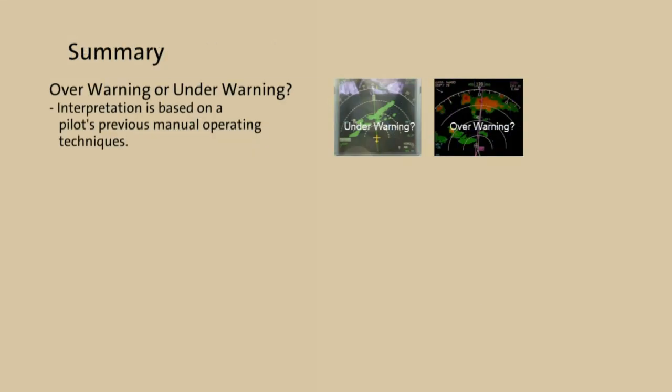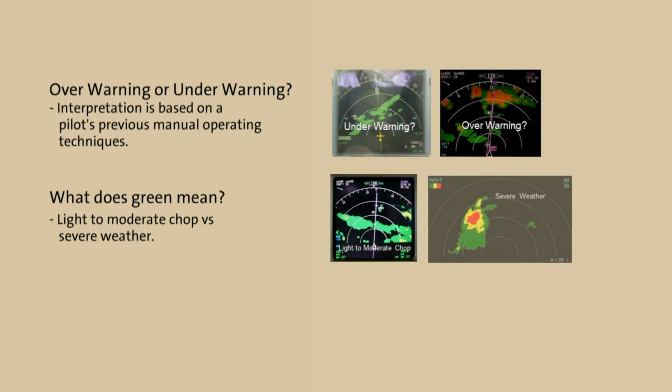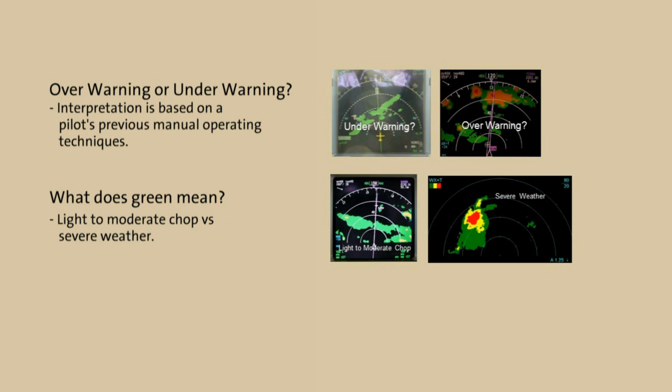In summary, when interpreting the color green on the radar display, perception as to whether the radar is underwarning, overwarning, or just about right will depend largely on your previous manual operating techniques. However, in most cases, due to the radar's use of variable temperature-based gain and geographic weather thresholds, most pilots will see more information than was previously available. Remember that in many cases, green represents at most light to moderate chop and can be transited. However, pilot interpretation of the radar display is still critical for avoiding significant convective activity.